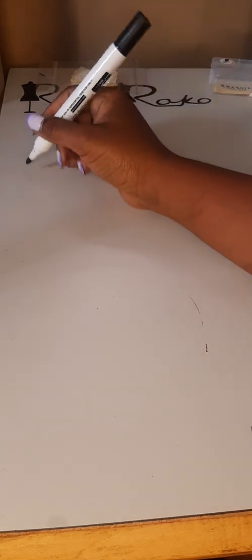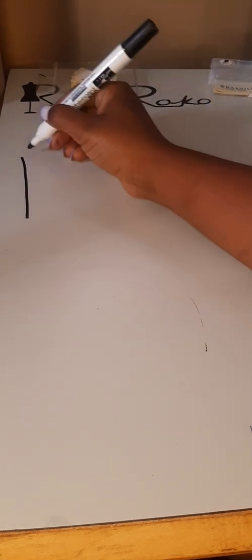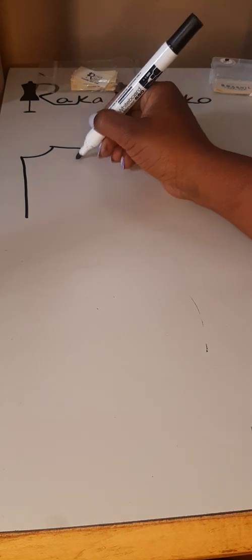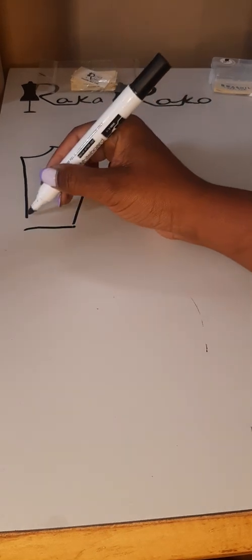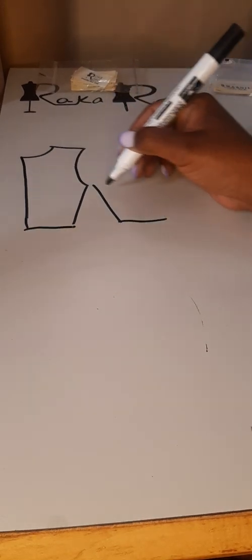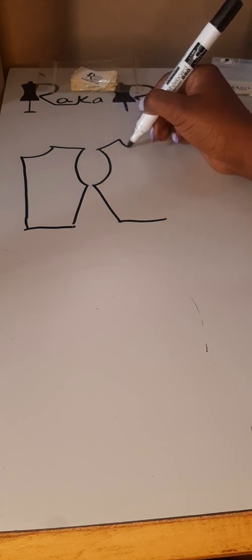If you're making a top, for example, or a shirt, let's consider it a top or a simple dress. So you'll have a pattern for the top of the dress only. That's what we're working on today. The pattern should look something like this. The simplest pattern should look something like this.